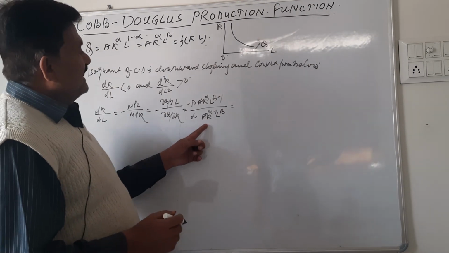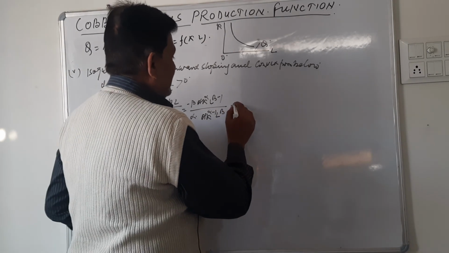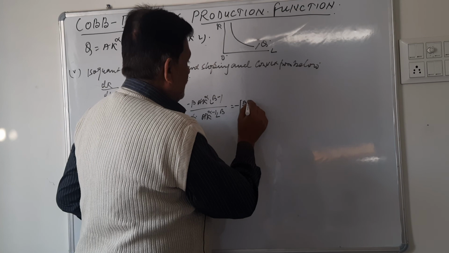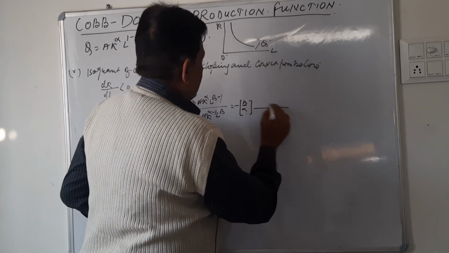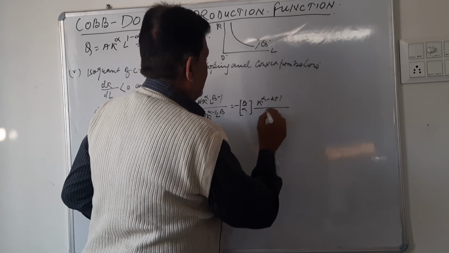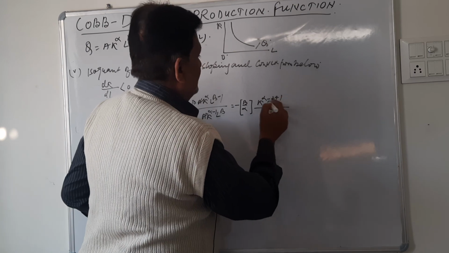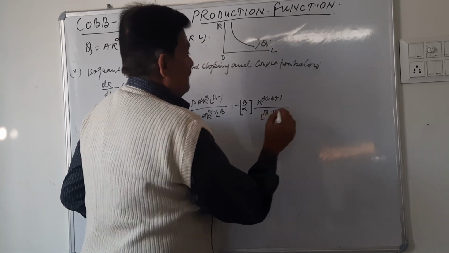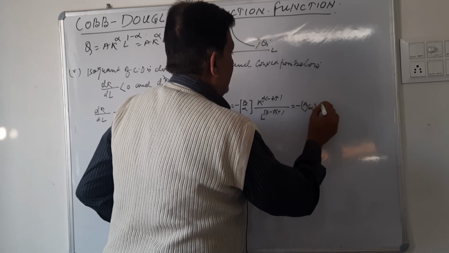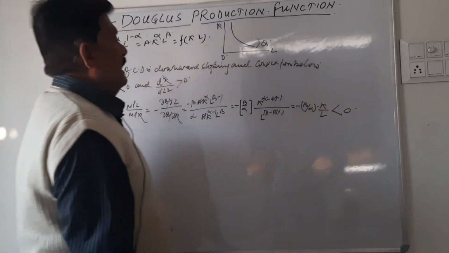Now K is to be taken in the numerator and L is brought into the denominator. So what happens? Minus will remain, the constant is beta by alpha, and what remains is K to the power alpha minus alpha plus 1, and L to the power beta minus beta plus 1. So we are left with the negative slope of the isoquant, that is minus beta by alpha into K by L, absolutely negative.